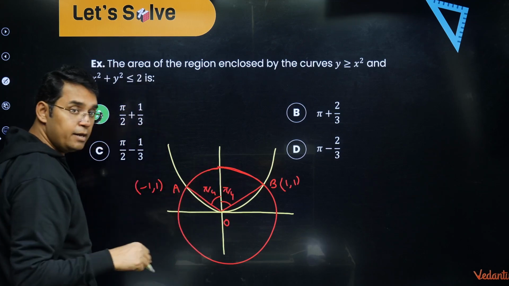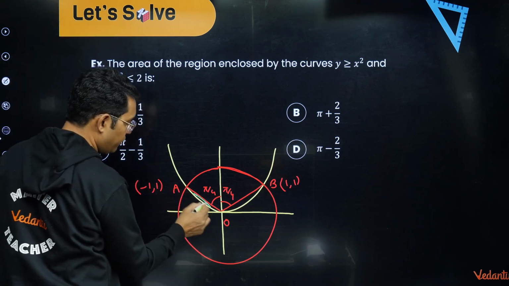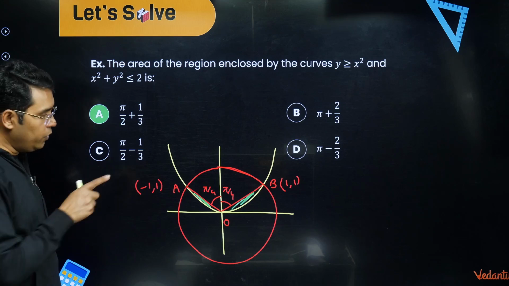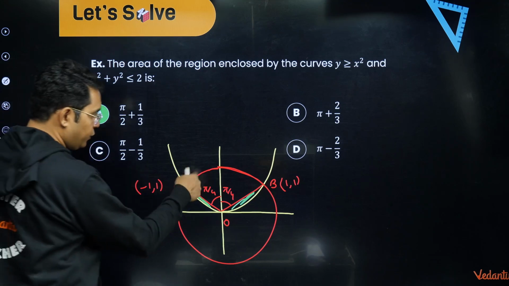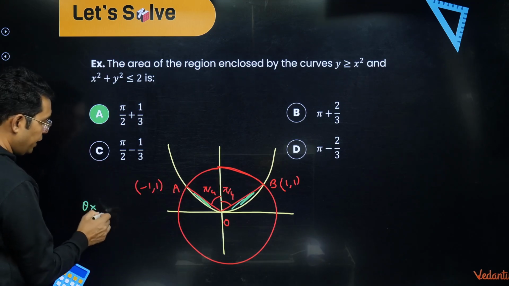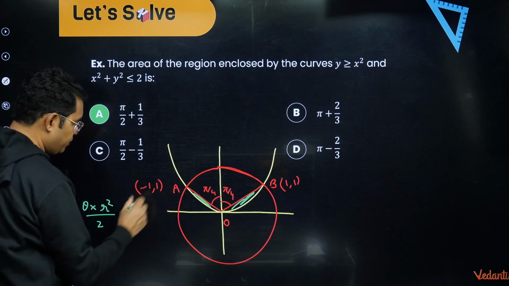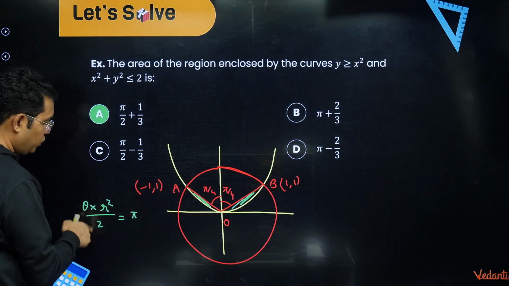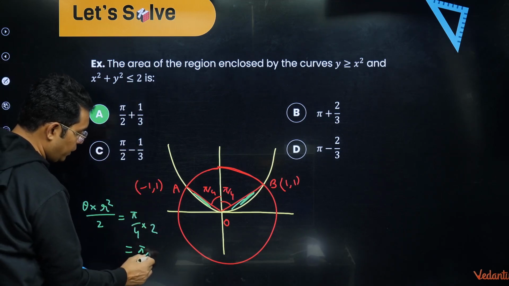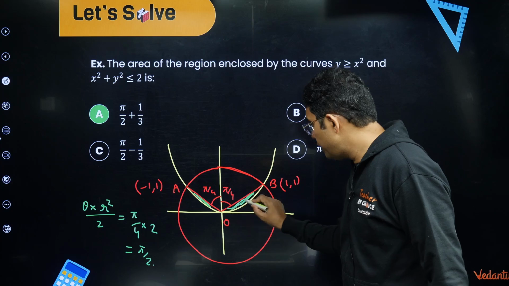The area of this sector we can find directly, and then we will be left with this area which we have to find. For that I will talk about some shortcuts, using which you can write this area directly. First, the area of a sector is always theta into radius square by 2, if theta is in radians. Now theta is pi by 2, so pi by 2 upon 2 is pi by 4, and radius square is 2, so the area is pi by 2. Area of this sector is pi by 2, and now we are looking for only this area.